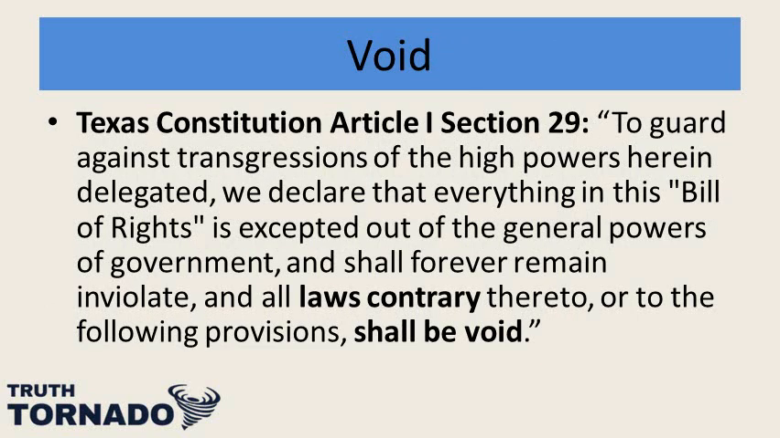Void. Texas Constitution, Article 1, Section 29 states, "To guard against transgressions of the high powers herein delegated, we declare that everything in this Bill of Rights is accepted out of the general powers of government and shall forever remain inviolate, and all laws contrary thereto or to the following provisions shall be void." I think that's pretty clear.